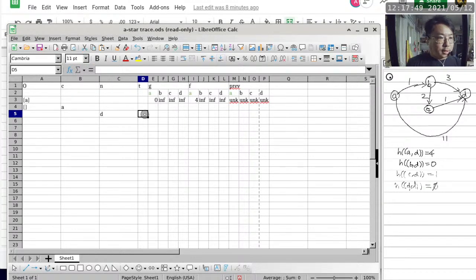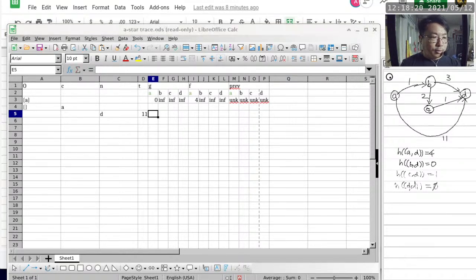And then inside the for each loop, the first thing we do is to compute the value of T. So the value of T is G of C, and since C is A, we're looking at G of A, which is 0. And then we add to it the distance of the edge AD in this case. So the edge AD has a distance of 11. So we have 0 plus 11 as our local variable T.